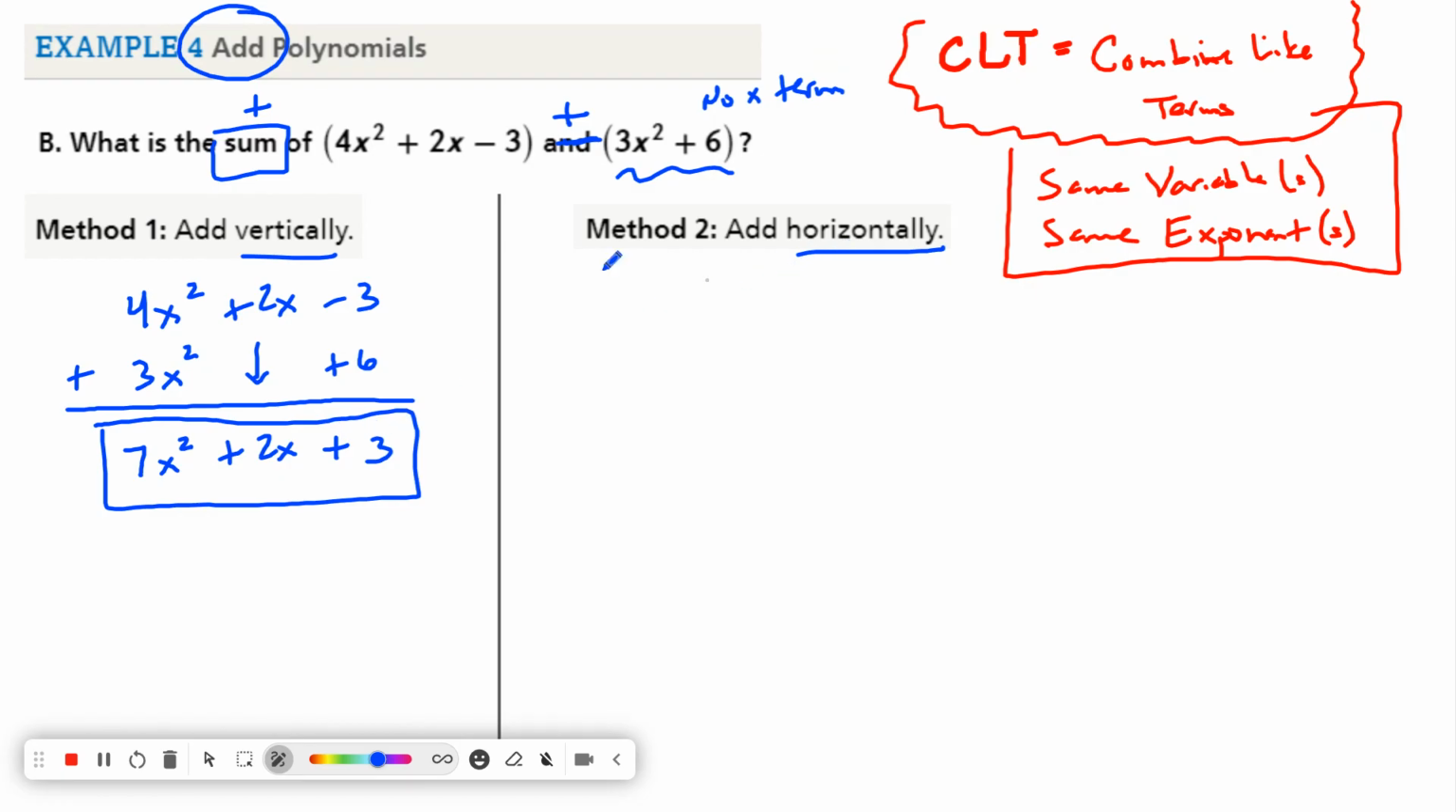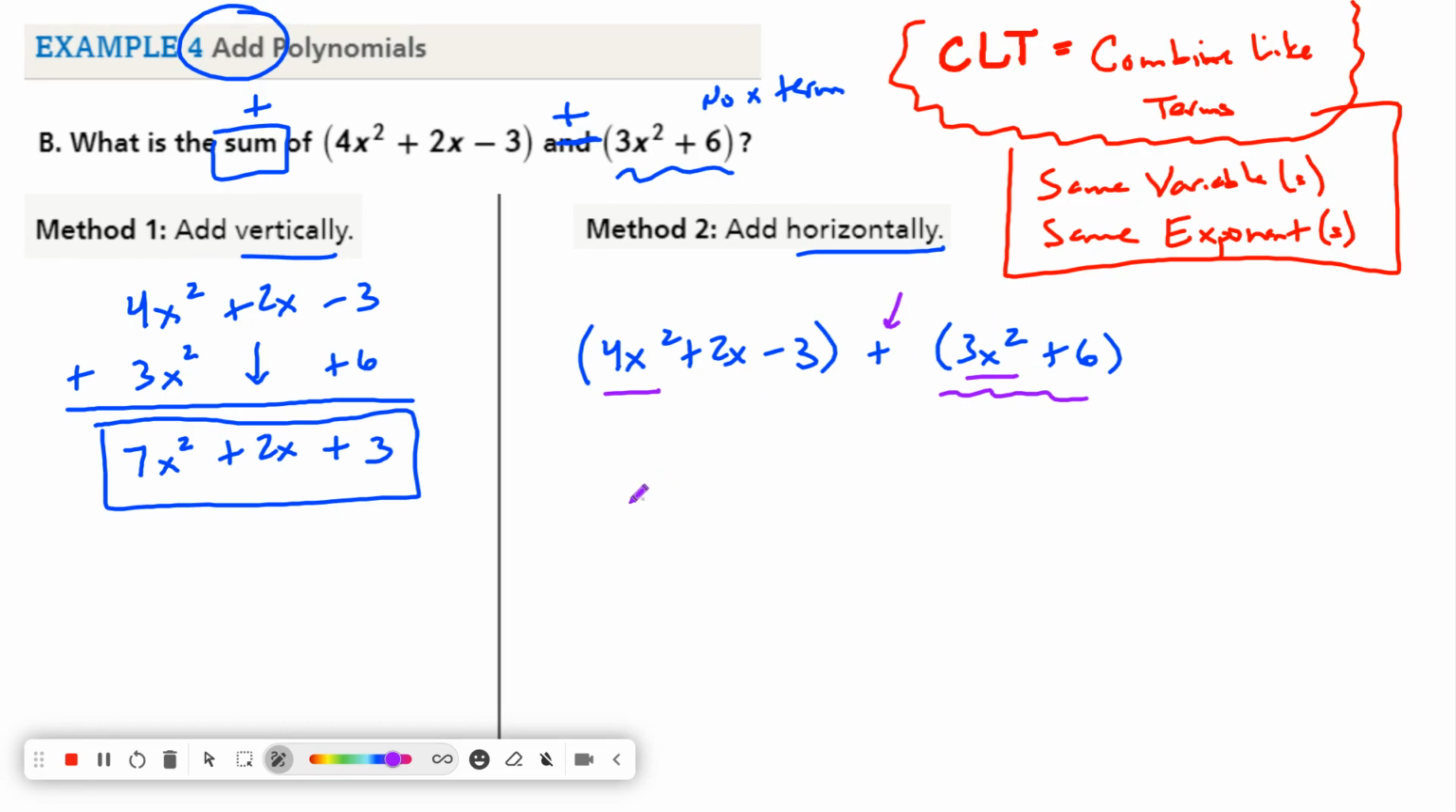Okay, when we do it horizontally, we're just going to write this down. So I'm going to do 4x squared plus 2x minus 3 plus 3x squared plus 6x. Now, the beauty about addition is that this is not going to affect the signs of this polynomial. Right? When we talk about subtraction, this sign right here matters. But here the plus sign doesn't really matter. We're just combining like terms. So I start with my highest power, and you can underline or you can circle, whatever you want to do. I'm going to underline.